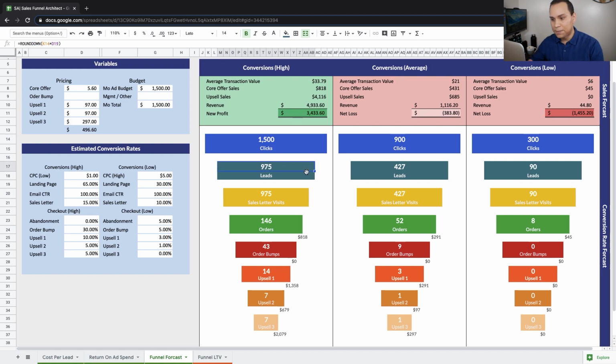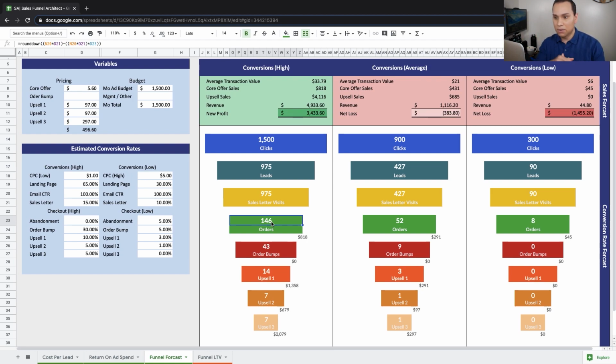975 of them will opt in. And of those 975 leads that we get, 146 of them are going to actually purchase our product or service. So that's a 15% conversion rate. That is ridiculously high. It's not reasonable for any of us to think that we're going to get a 15% conversion rate, especially out of the gate, right?